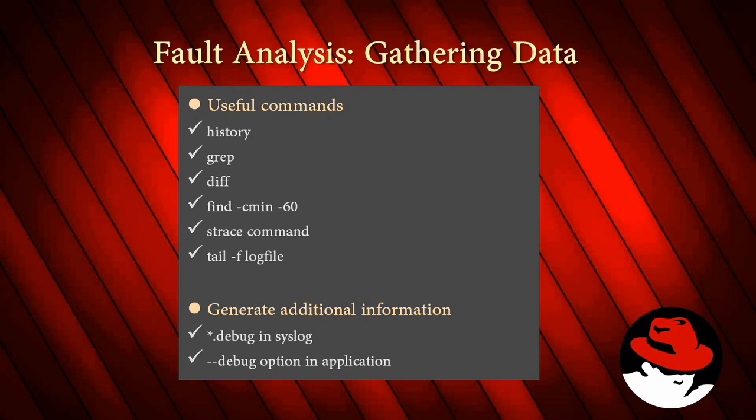The useful commands could be history. History will show you the last 1,000 commands that a user has executed, not dependent on a particular session. Even in previous sessions, you could see the command list. Then there is a useful command called grep, which is used vitally. Then there is a command called diff, which can differentiate between the contents of different files. You could use the find -cmin command, which allows you to list all the files that have been modified within a particular range of time, say 60 minutes.